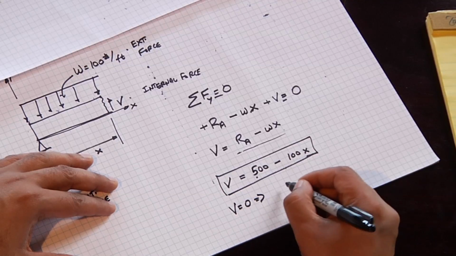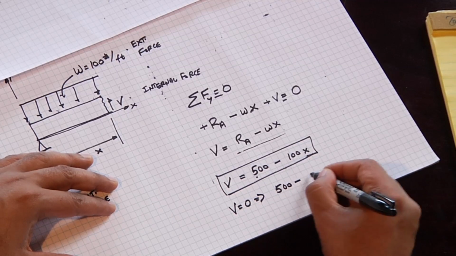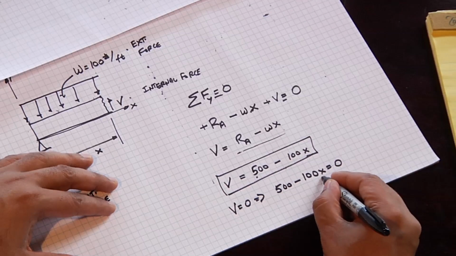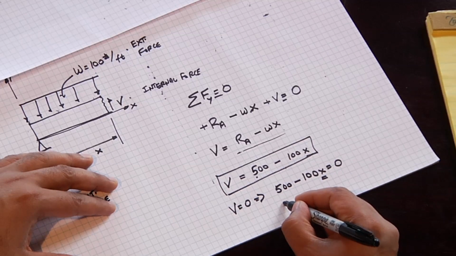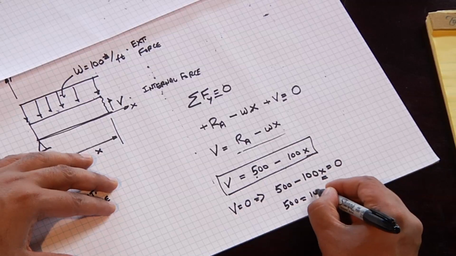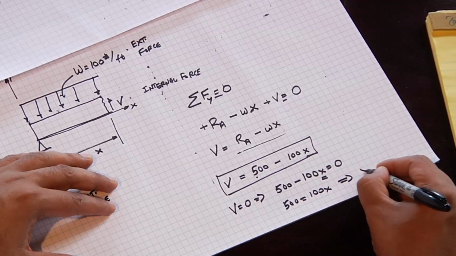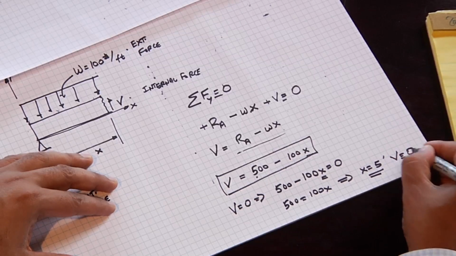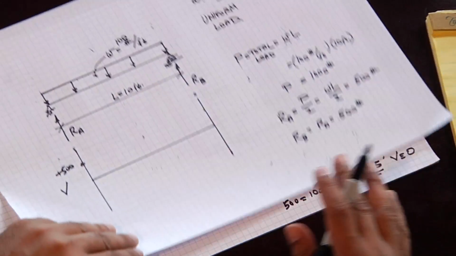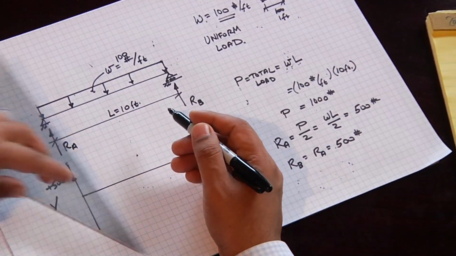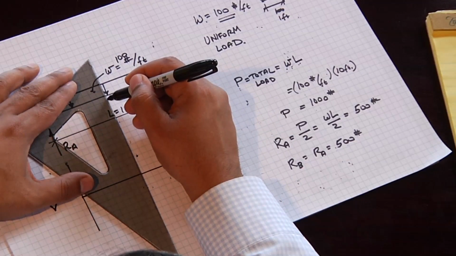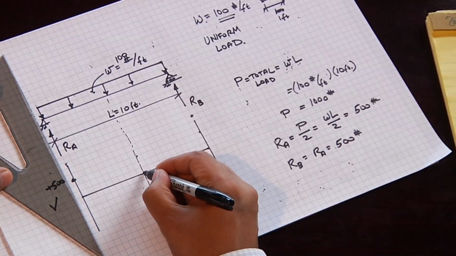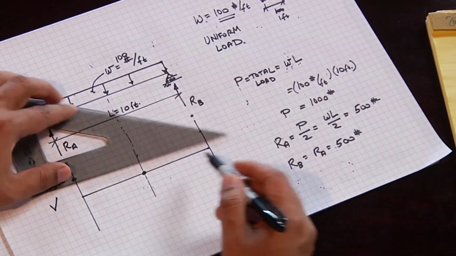In order to find out where the shear is equal to 0, we set the equation equal to 0 and we solve for X. And if we do that, we have 500 equals 100X, which tells us that X is equal to 5 feet. At X equals 5 feet, our shear is 0. So going back to our diagram, that tells us that at the mid span, here our shear is 0, and it's a straight line.